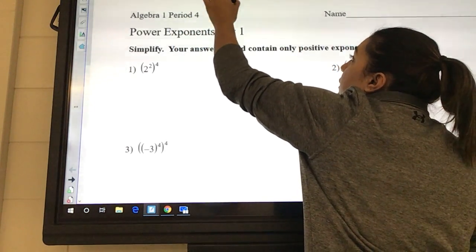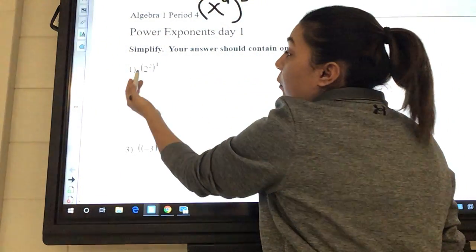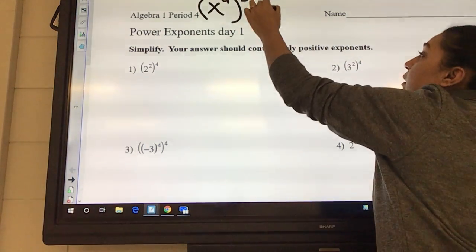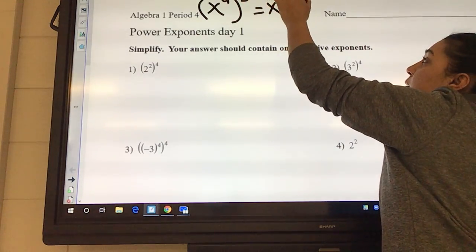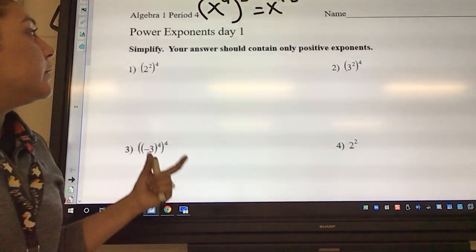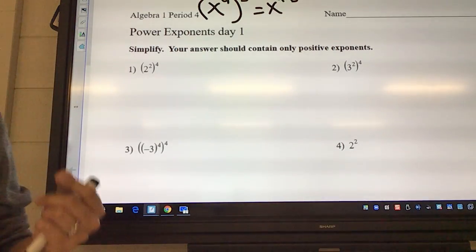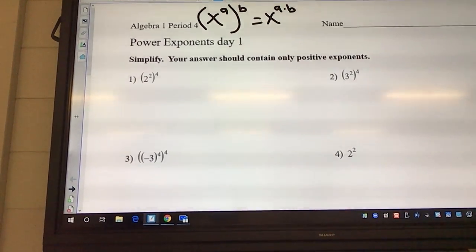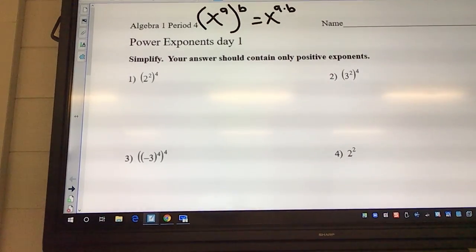But if you have x to the a, and you have a power raised to a power, or an exponent raised to an exponent, is really just going to be x to the a times b. So essentially what that's saying is you keep the same big number and you multiply the little ones together. Okay, and I know you can't see this, sorry. And so you keep the same big number and you multiply the little ones together. Okay, and our answers can only have positives.